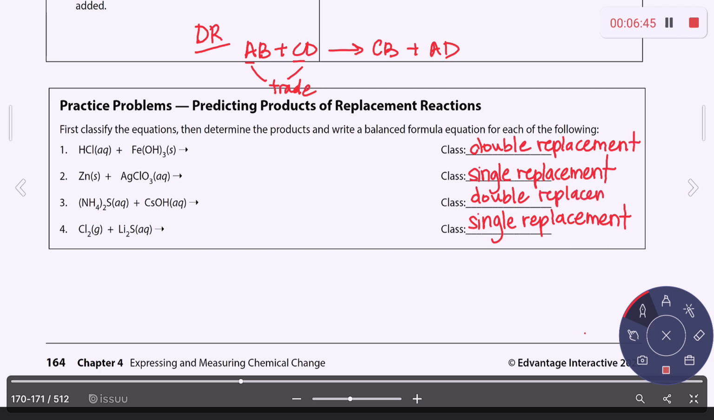Okay. We're not going to do number 4, like we're not going to predict the products and write a balanced formula for it, but let's do 1, 2, and 3, okay? So what I'm going to do is highlight the hydrogen and the iron in number 1 because those are the cations. I was wondering, how do we know that it was a single replacement? Because single replacements are when you have an element combining with a compound.